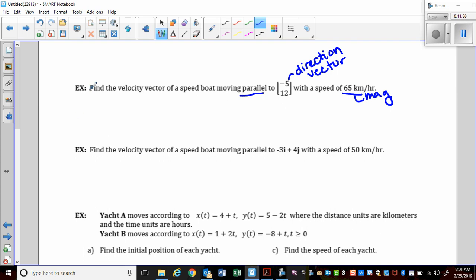Okay. So I know that the magnitude of B equals -5 squared plus 12 squared. And that is 25 plus 144. And that is 169, which is 13.